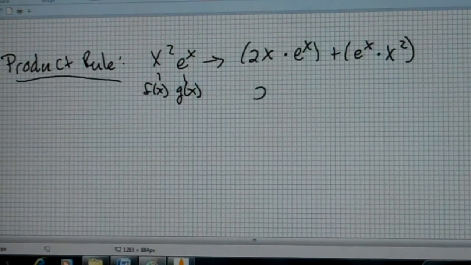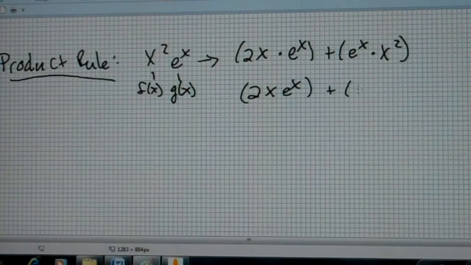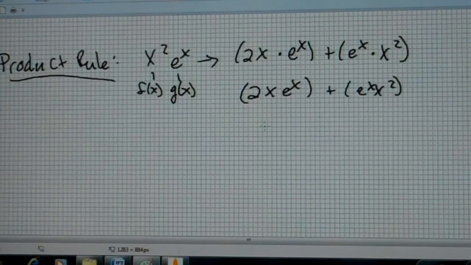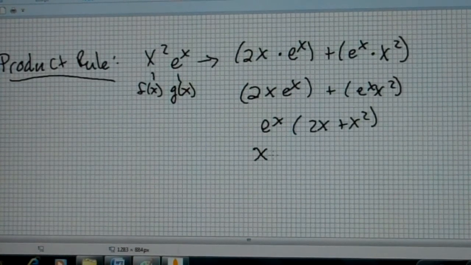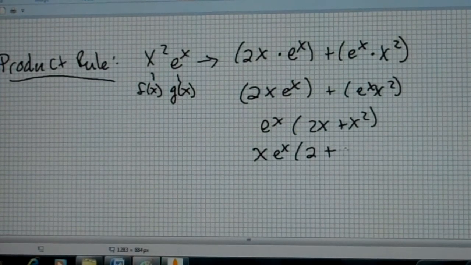Then if we bring it down, we can combine more terms so that they all fit. Right, x squared. Okay, so now this just makes it easier to see what you can take out. So from here we can take out an e to the x, which will end up being this. And then you can also take out an x. So we can have x times e to the x times 2 plus x. And that's your answer.